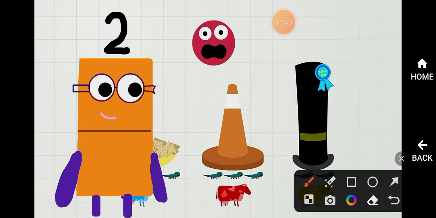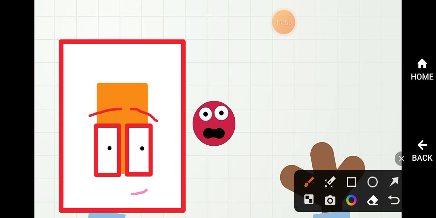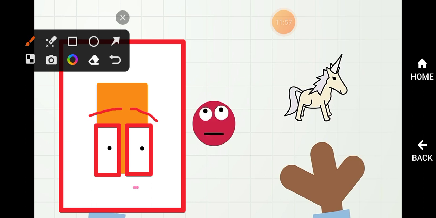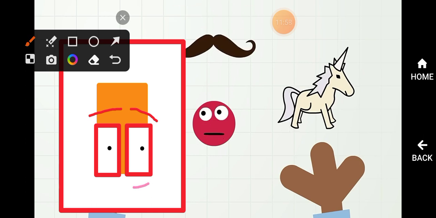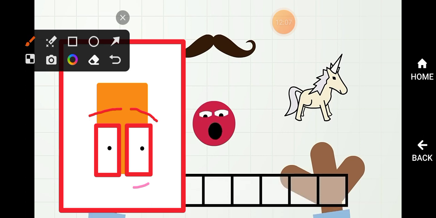And how many salamanders wide? This time with something else. What can we use? Oh, I know. How about popcorn, unicorn, and mustache? Popcorn, unicorn, mustache. And let's also see what a popcorn, unicorn, mustache pattern would look like too.